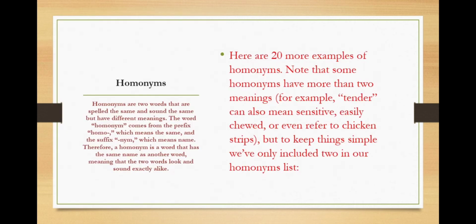Right now, let me explain homonyms. Homonyms are two words that are spelled the same and sound the same but have different meanings. The word homonym comes from the prefix homo, which means the same, and the suffix nym, which means name. Therefore, a homonym is a word that has the same name as another word, meaning that the two words look and sound exactly alike. Here are 20 examples of homonyms. Note that some homonyms have more than two meanings. For example, tender can also mean sensitive, easily chewed, or even refer to chicken strips. But to keep things simple, we've only included two in our homonyms.